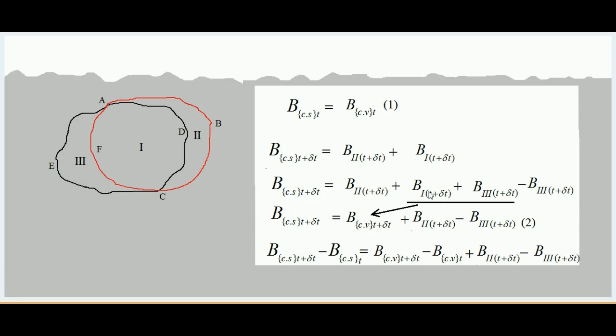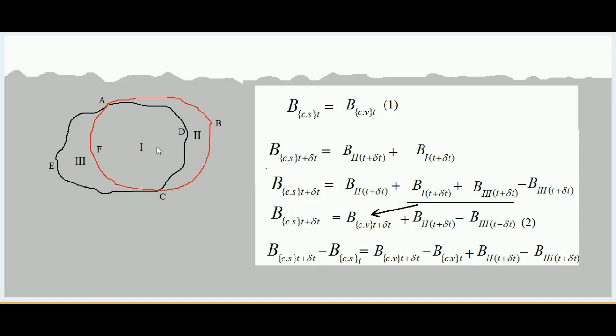Now you can see easily over here that region first and region third is actually the control volume after time t plus del t, because now the control volume is AECD, which is composed of region first and region third. So this B first at t plus del t plus B third at t plus del t can be written as B_CV at time t plus del t, and the other two terms, B second at t plus del t and minus B third at t plus del t, remain the same. Now this is our equation second.